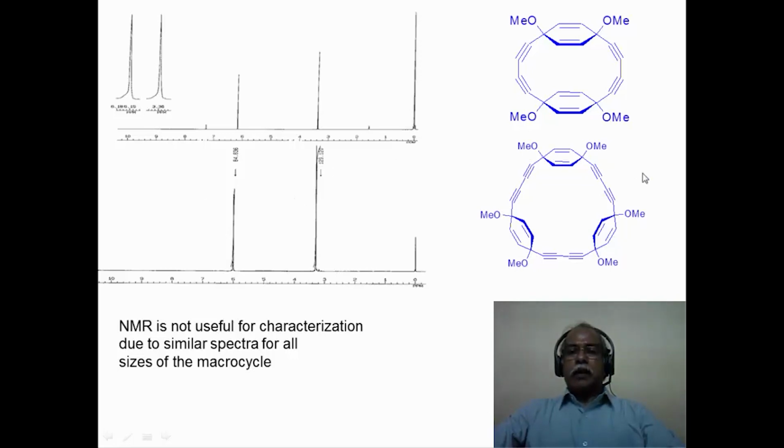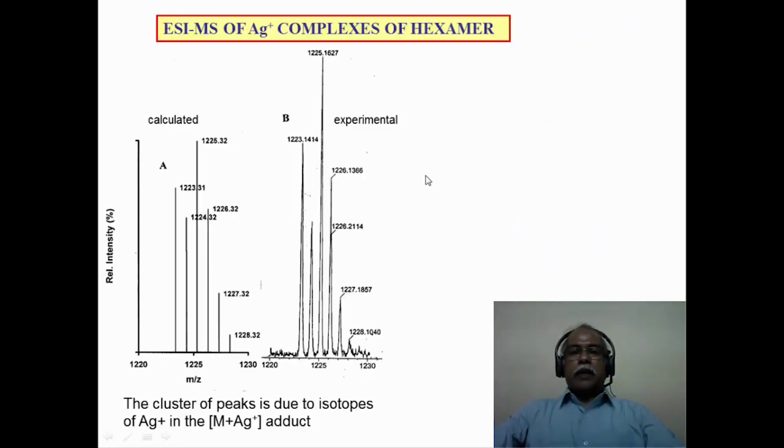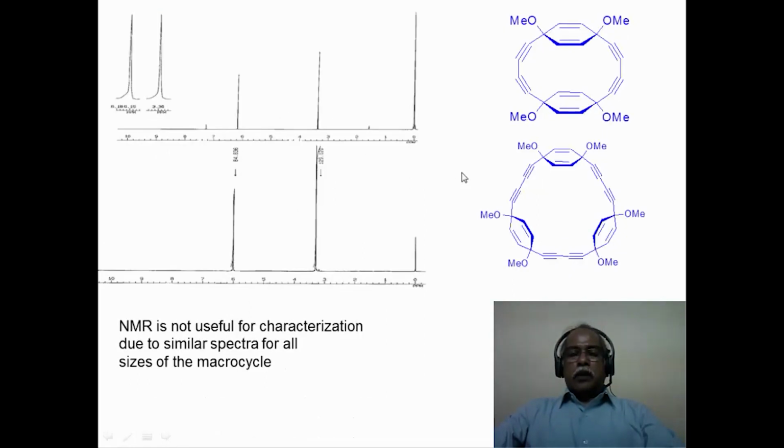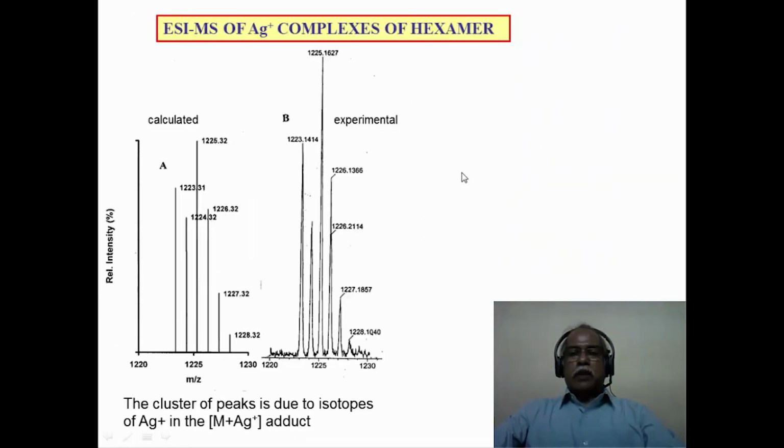So whether you take a dimer, trimer, tetramer or octamer, it always gives only one line for each of the ring protons as well as the methoxy protons in this molecule, and not much of a chemical shift difference is available to distinguish them properly. So under these conditions, electrospray ionization mass spectrometry using a silver complex was very useful.